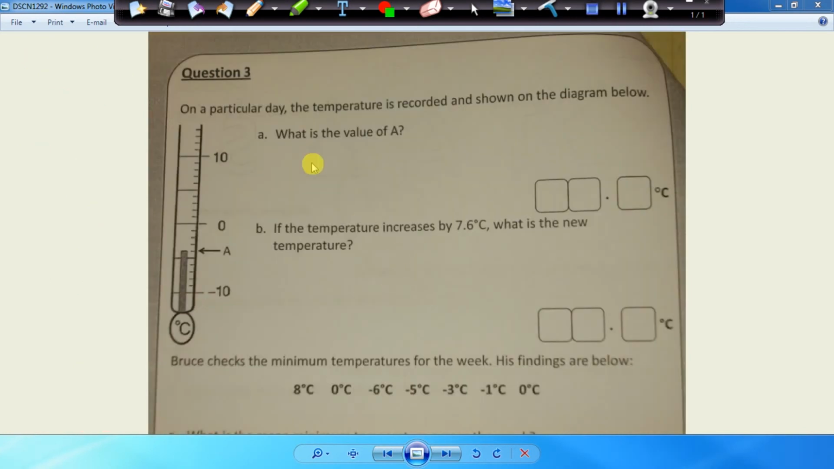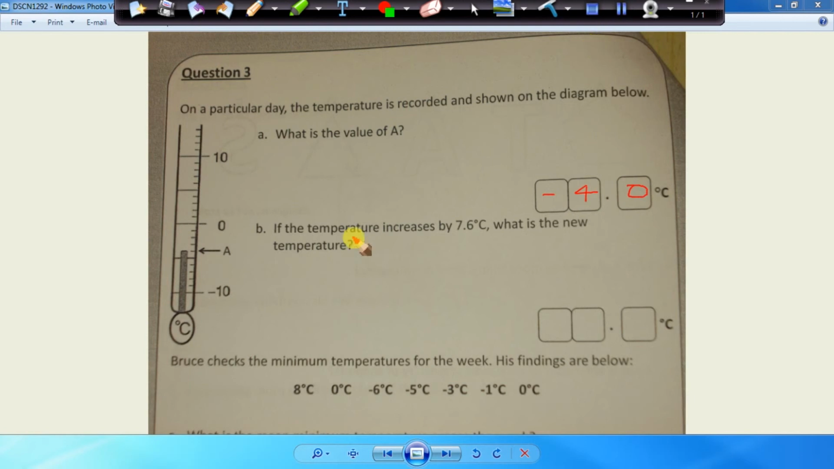Okay, question number 3. On a particular day, the temperature is recorded as shown on the diagram below. What is the value of A? Now this is 0. That's 5 and 10. Each little line represents 1. So if you go down, 0, minus 1, minus 2, minus 3, minus 4. Minus 4 degrees. Okay?